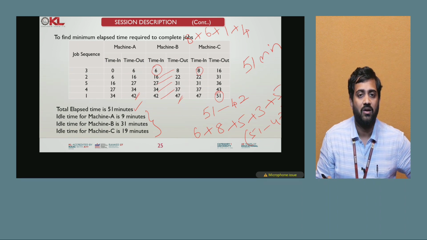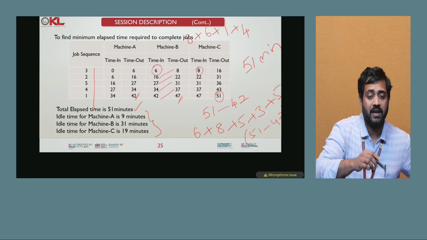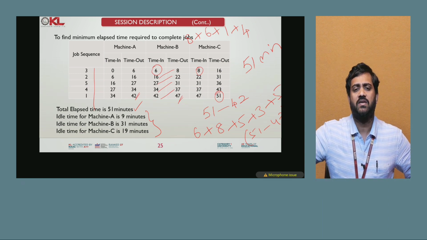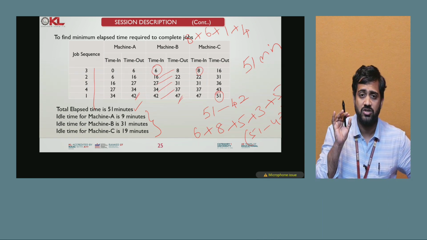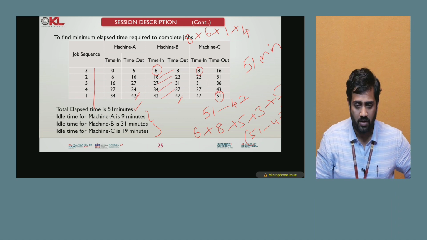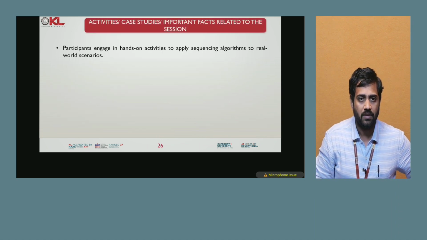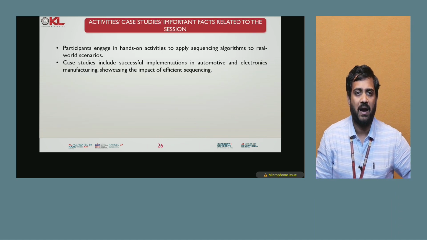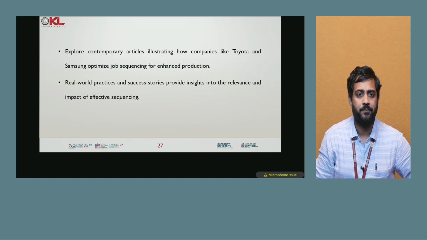Like this you have to solve n jobs 3 machines problems. Here jobs will be n, that may be 5 or 6 or 7, whatever it may be, but the machines must and should be 3 only. Okay, and the activities and case studies mapped in the session are mentioned here. These are the examples.